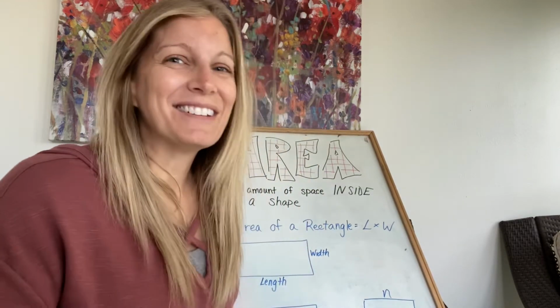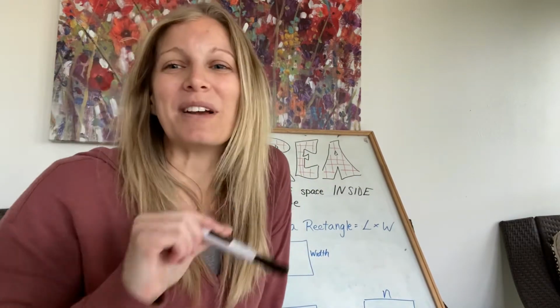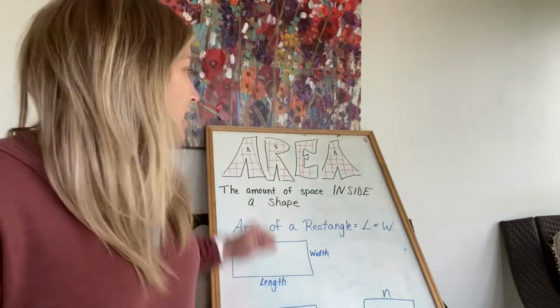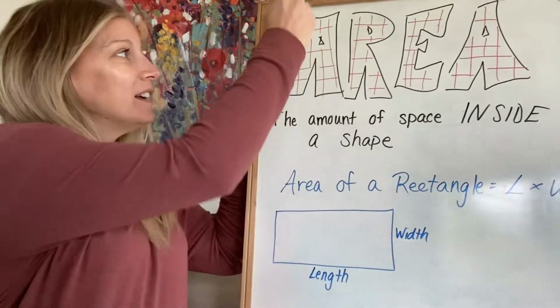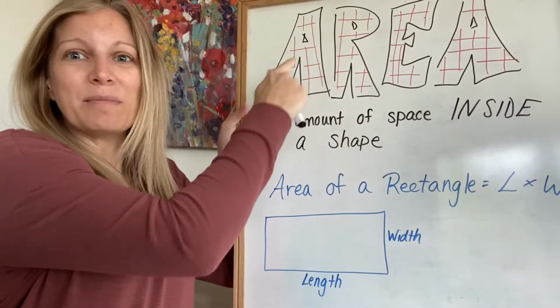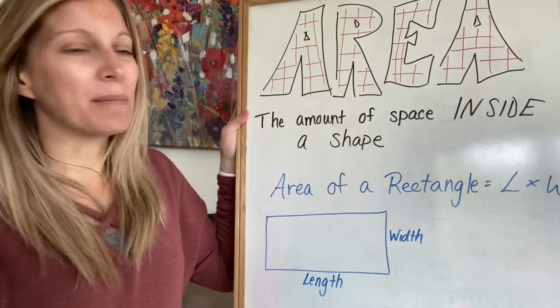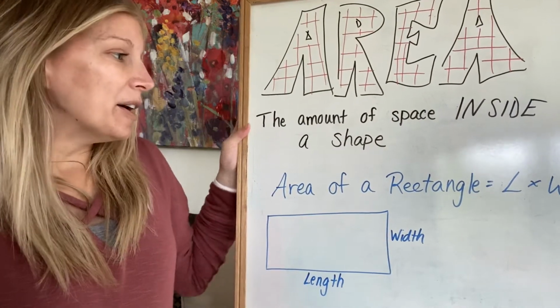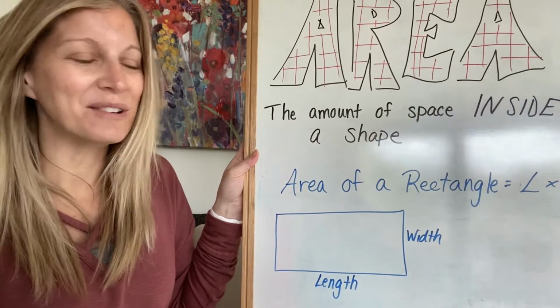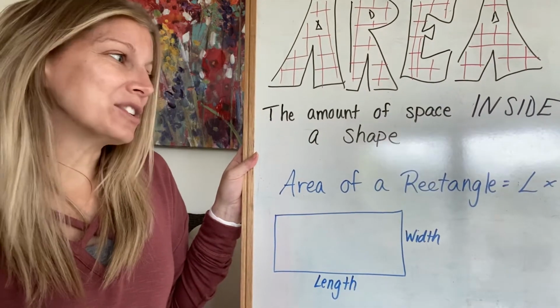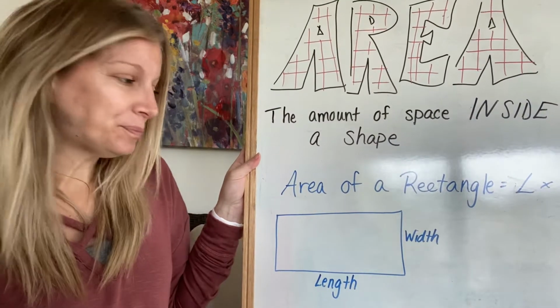So anyways, talking about perimeter. Perimeter was the outside. Area is everything inside the shape. So area is the amount of space inside the shape, so area would be all that red part in my letters. Just keep it short and simple for now, and we're just going to discuss area of a rectangle.